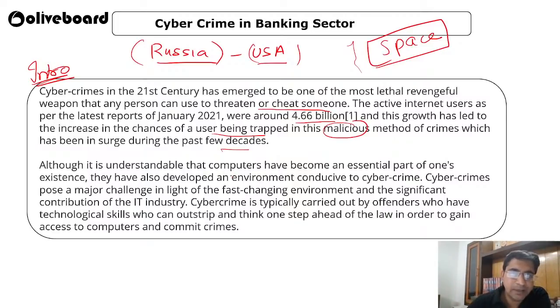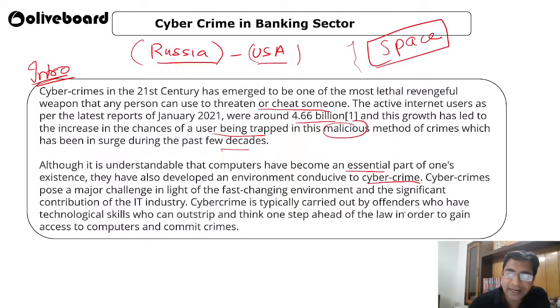Although it is understandable that computers have become an essential part, an environment conducive to cybercrime has also developed. So here they are saying that it is not that because cyber crimes are happening, we should stop using computers and mobile phones. No, because they have become an essential part. But as they have become essential, the environment for cybercrime has also become very conducive. Okay, so cybercrime poses major challenges in light of the faster changing environment of the IT industry.